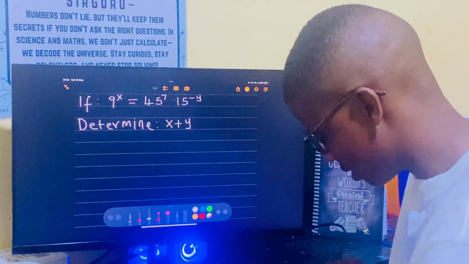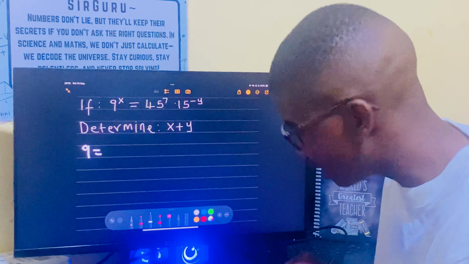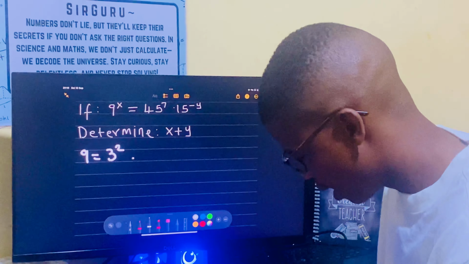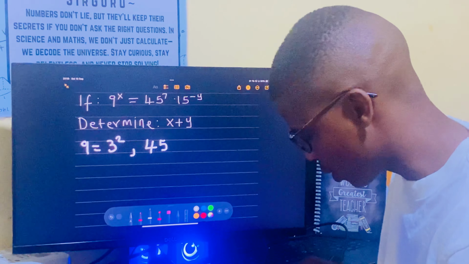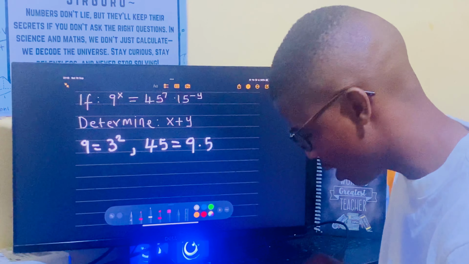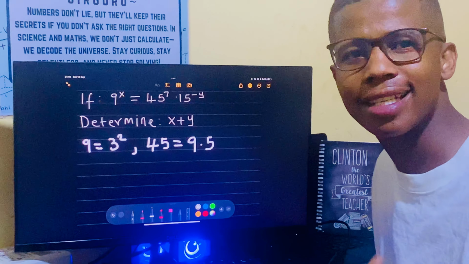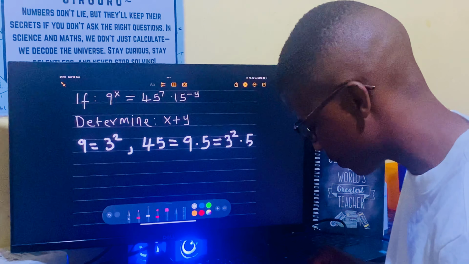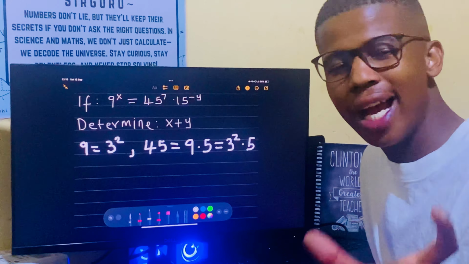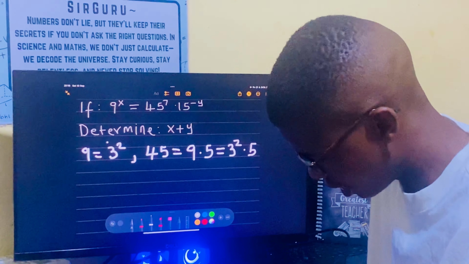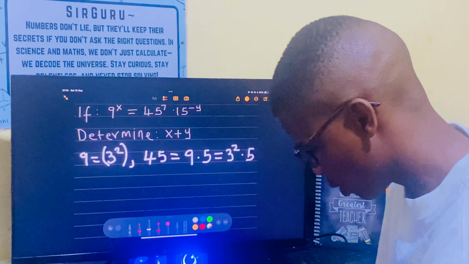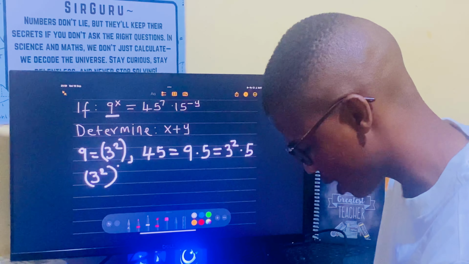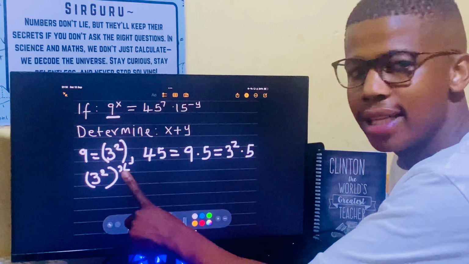Before I start, ladies and gents, we know that 9 is basically 3 to the power of 2. That is simple, right? 9 is 3 times 3. And we know that 45 is going to be 9 times 5. But 9 is 3 squared, so here we're going to have 3 squared times 5, right? Which means where I see 9, I'm going to replace it with 3 to the power of 2. There was x outside, so that x I still maintain there.